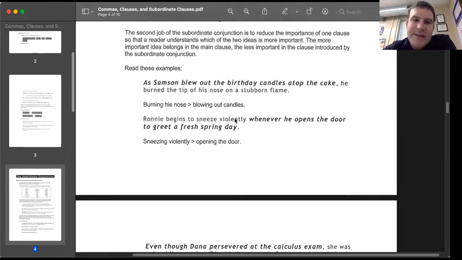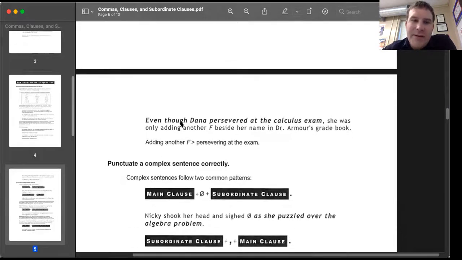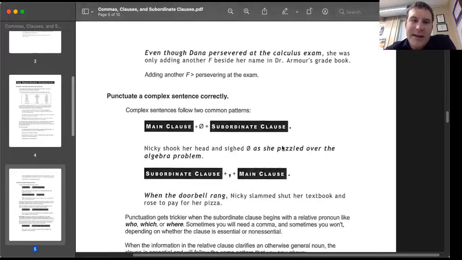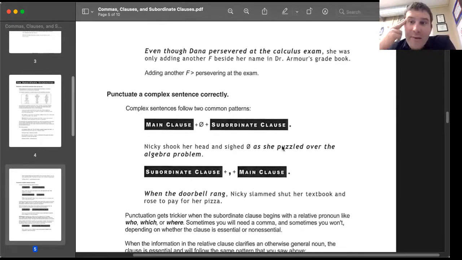Ronnie begins to sneeze violently whenever he opens the door to greet a fresh spring day. Sneezing violently is more important than opening the door. Even though Dana persevered at the calculus exam, she was only adding another F beside her name in Dr. Armour's grade book. Adding another F is more important than persevering during the exam. Once again, how to punctuate these things. This is where the comma comes into play.